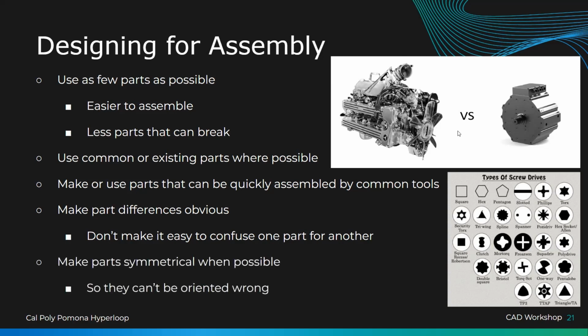Make parts symmetrical when possible, because otherwise they can be oriented wrong by the assembler. That's important, and you can go more into depth on this. This is just a basic primer on simple things you can do to make it easier for yourself and for other people if they're assembling your designs. Everyone good? Okay.